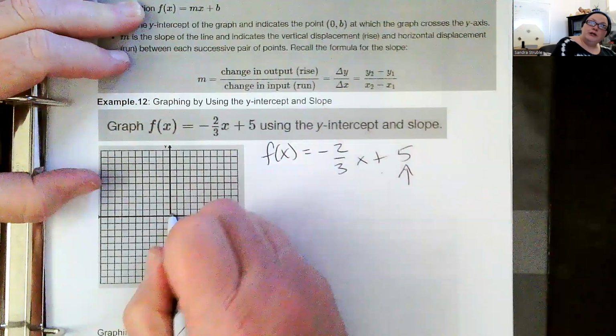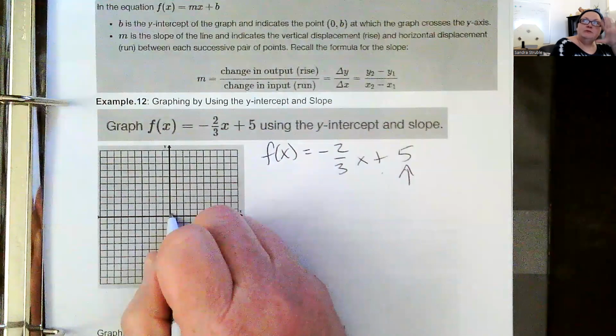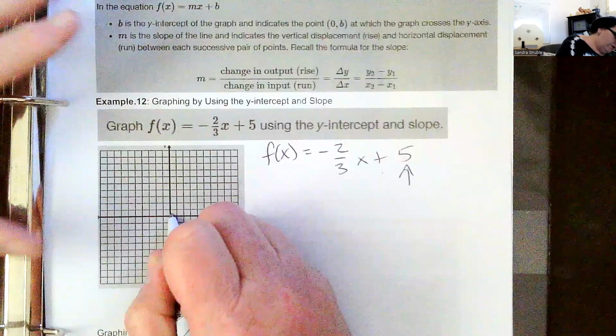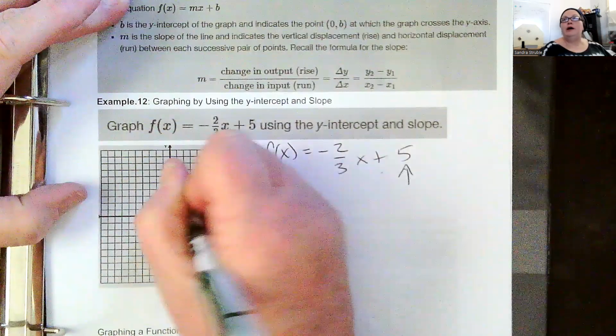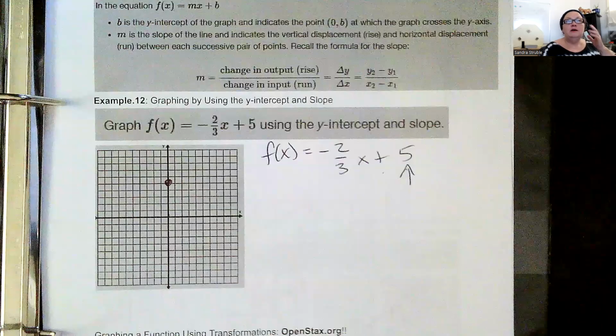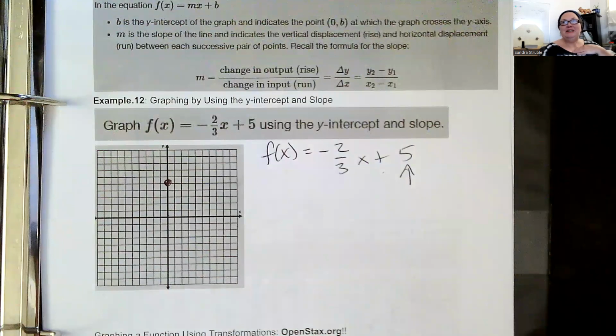So from the origin, I'm going to go up, since it's positive, 5. So 1, 2, 3, 4, 5, place my point. There's my first point of my line. I'm only going to get 2 points from this, but I can keep going and actually get an infinite number if I want to keep using the slope to find it.